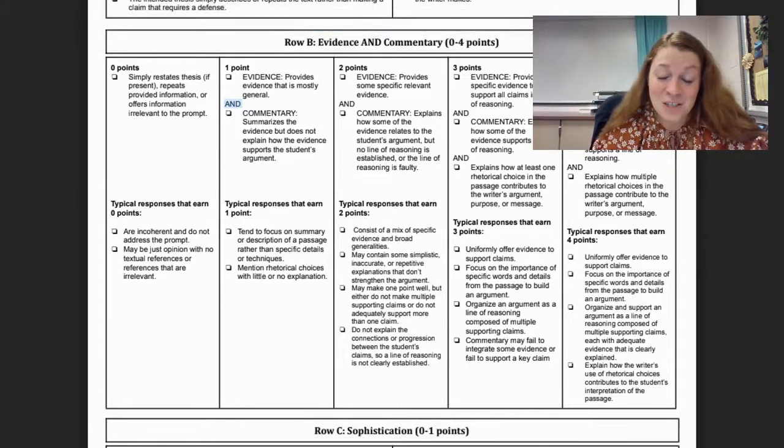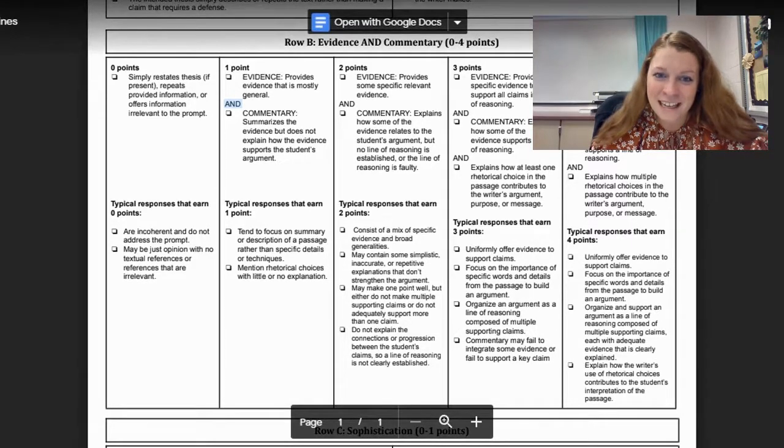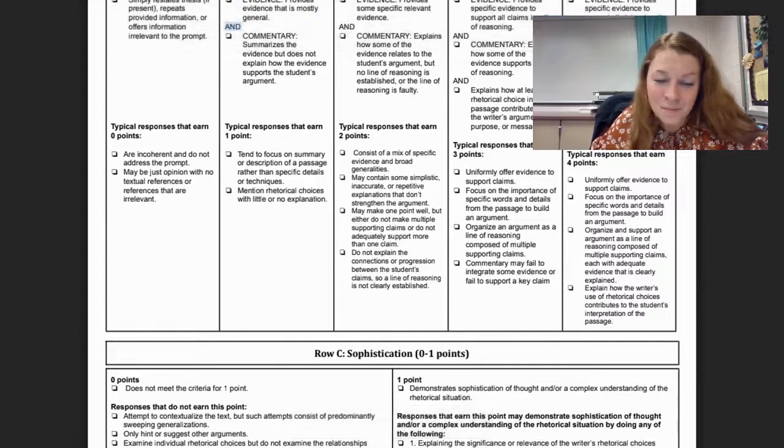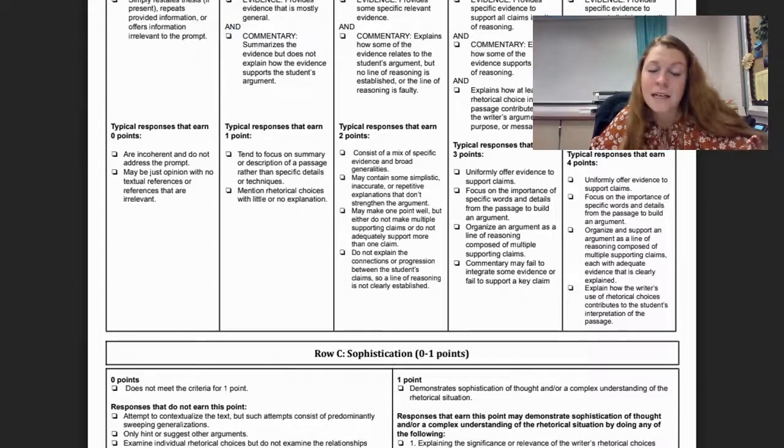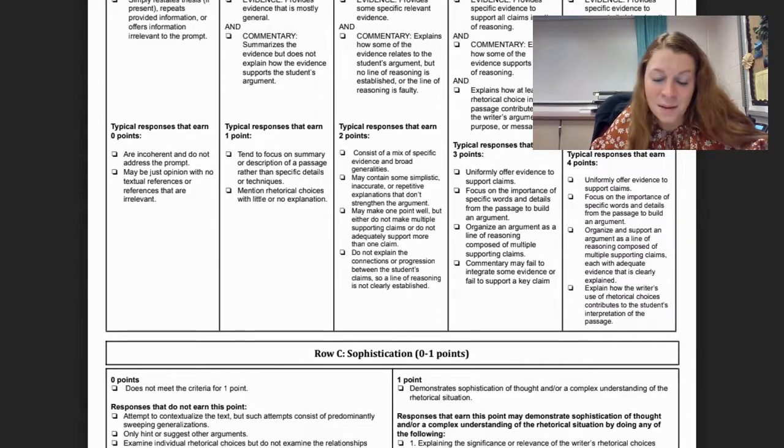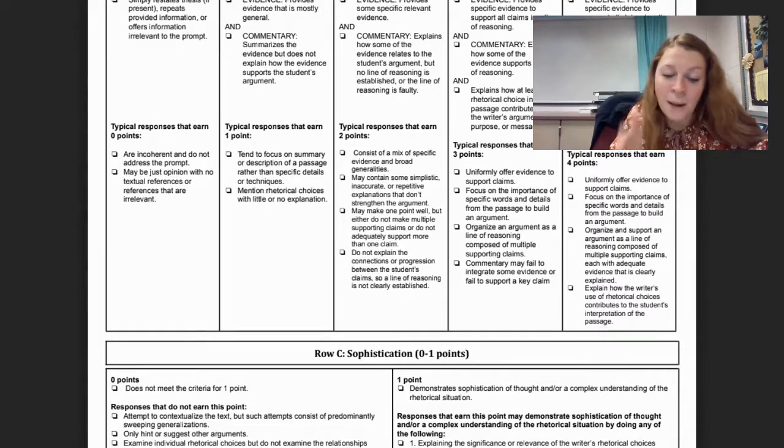Basically, you're just writing in a very limited way, but you do have a better understanding than over in this bracket here. So typically, it's just a lot of generalities. It's not really super specific. You're just kind of throwing things out there. You might be saying a rhetorical choice, but you're not actually diving into the rhetorical choice in the passage. You're just kind of generally summarizing that rhetorical choice. It might be a little simplistic, inaccurate, or repetitive. So make sure that you are not repeating yourself over and over again.